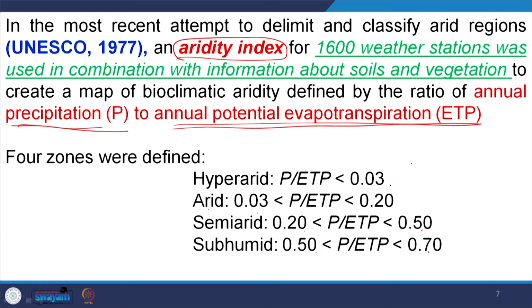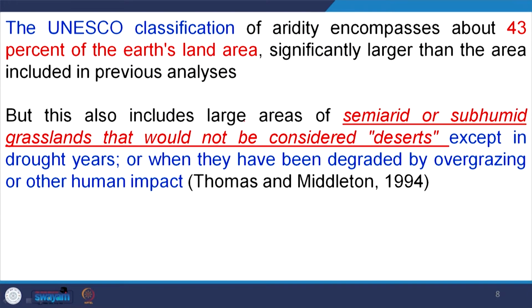So, that means based on this ratio of precipitation to annual potential evapotranspiration, four zones, from arid to semi-humid, have been divided. And if you see, the UNESCO classification of aridity encompasses about 43% of the earth's land area, significantly larger than the area included in the previous analysis. So, according to UNESCO parameters, 43% of the area is covered by arid climate.